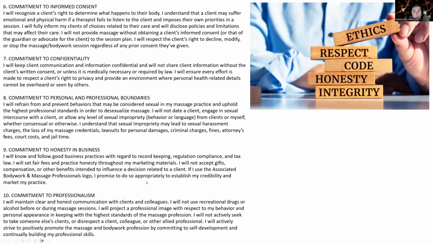All right, commitment to professionalism. I will maintain clear and honest communication with clients and colleagues. I will not use recreational drugs or alcohol before or during massage sessions. Do not vape your pen in your office. Don't do it. Don't do it. And if you move to Ann Arbor, don't even microdose before you do something.